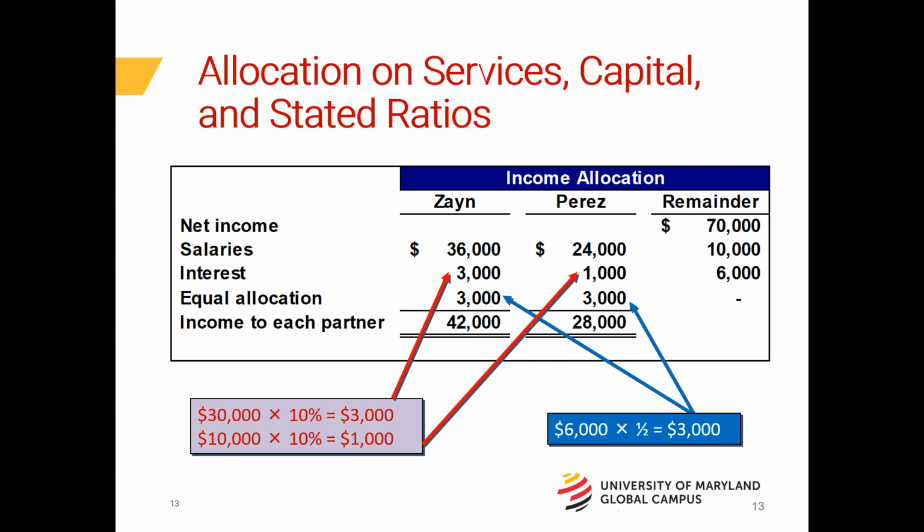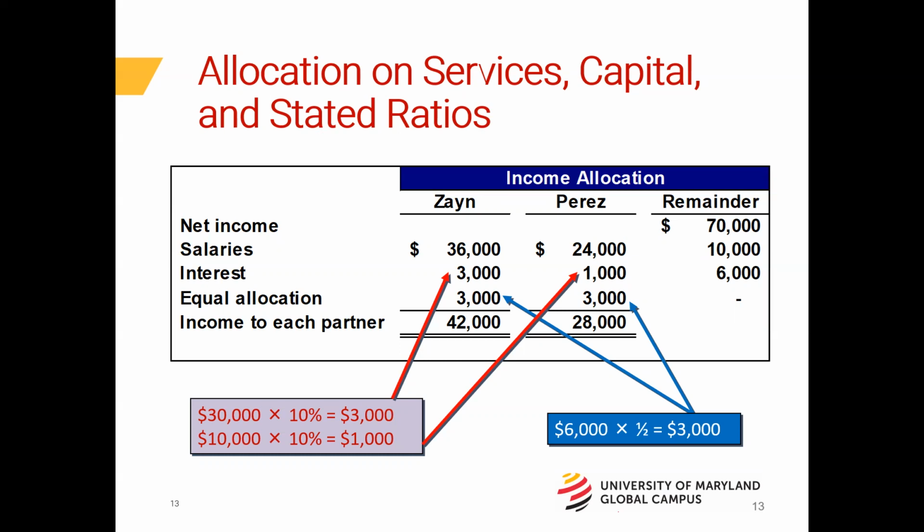So based off of that agreement, it told us that the partners get 10% of the interest amounts. They get 50% of the equal allocation. And so this is how we can derive the income that each partner would receive. They have their respective salaries as outlined in the agreement. They have 10% interest.